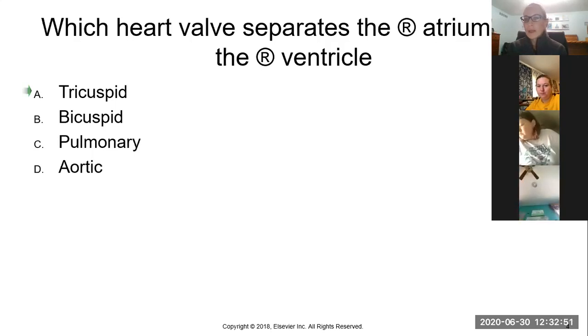Okay, so which heart valve separates the right atrium from the right ventricle? It's the tricuspid. Okay, tricuspid.